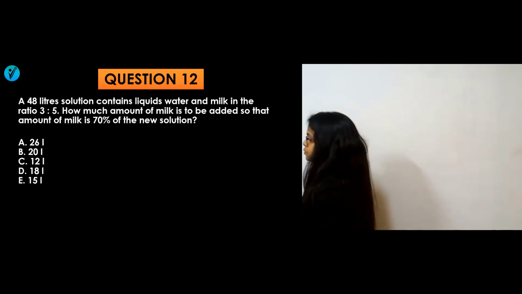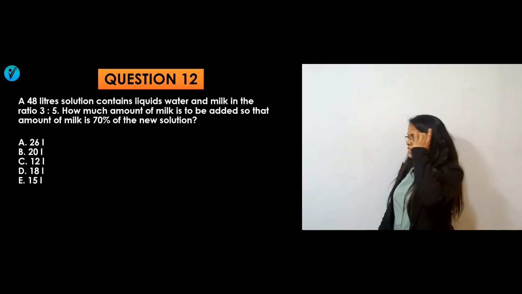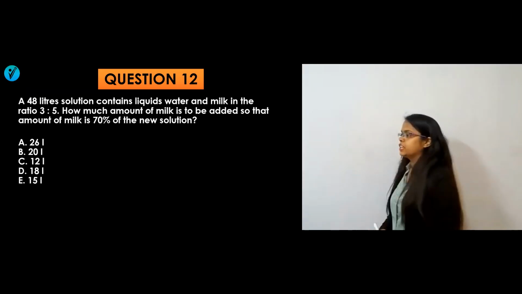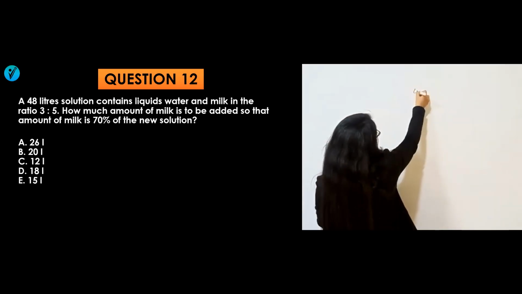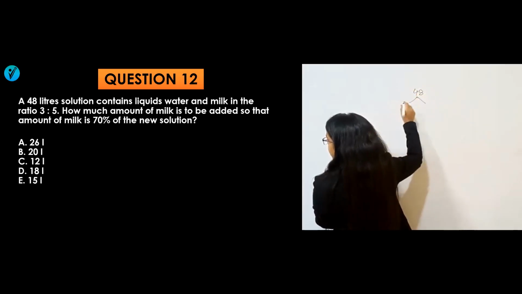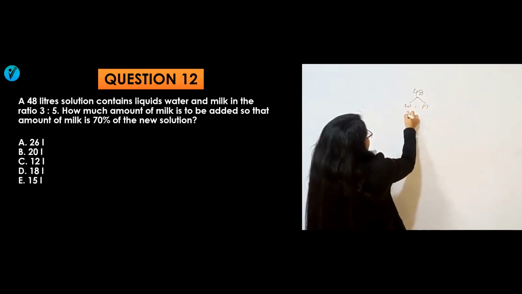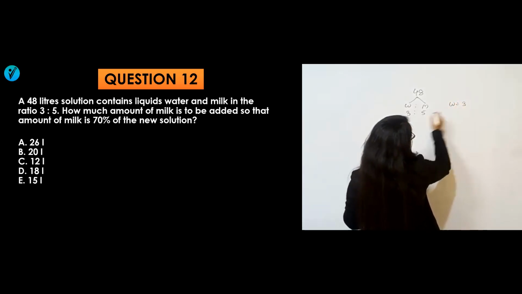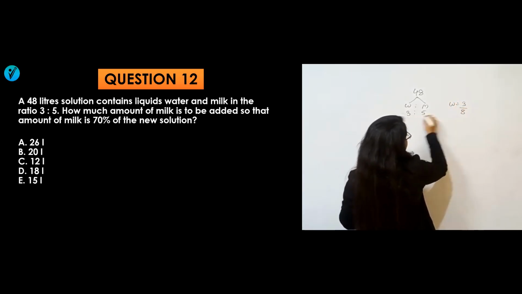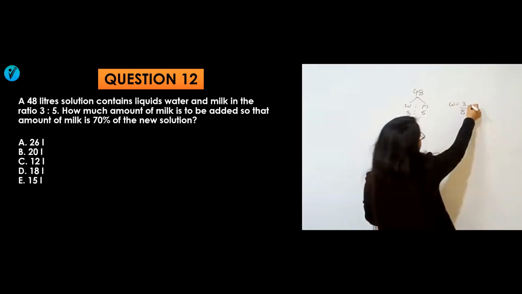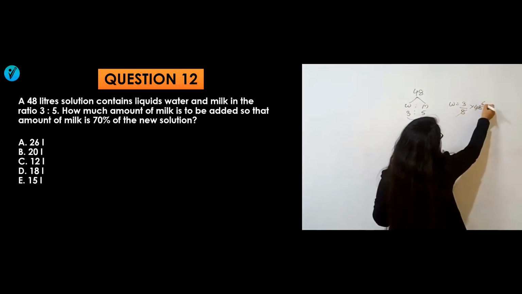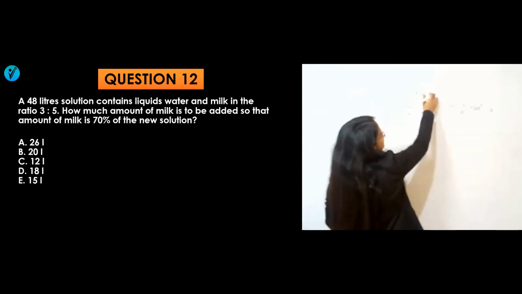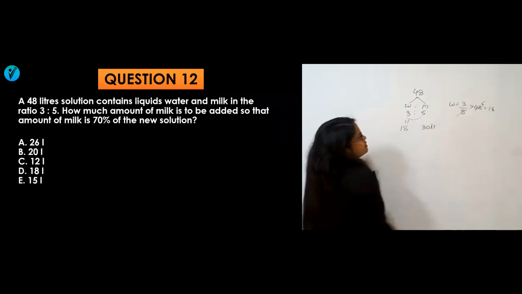What are they saying in this question number 10? A 48-liter solution contains water and milk in the ratio of 3:5. So in this 48, if I know that water to milk is 3:5, what will be the quantity of water here? 3 plus 5, total 8. Out of 8, water is 3. So out of 48, it will be equal to 18. That means water is present 18 liter. And the remaining 48 minus 18, that means 30 liter is milk.